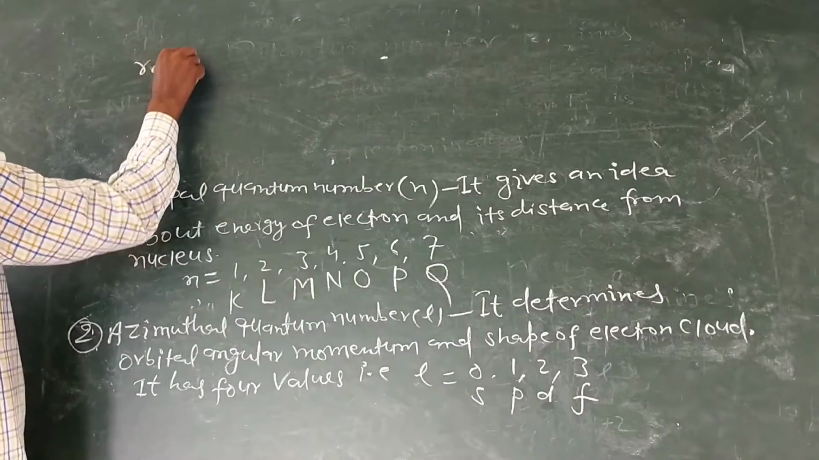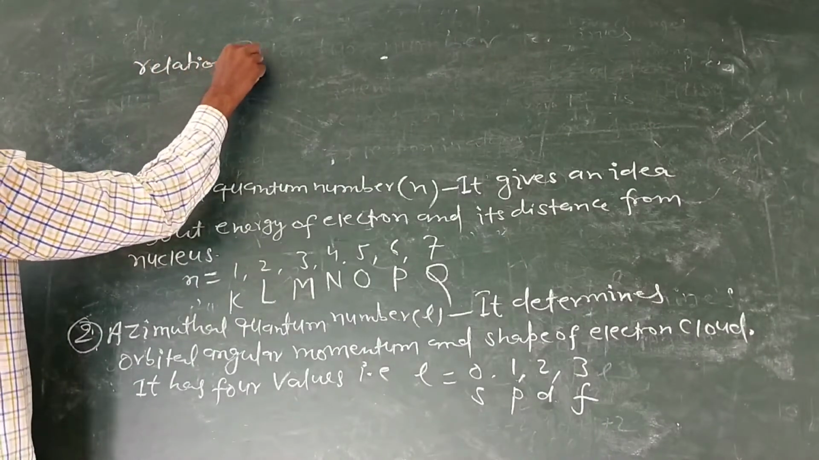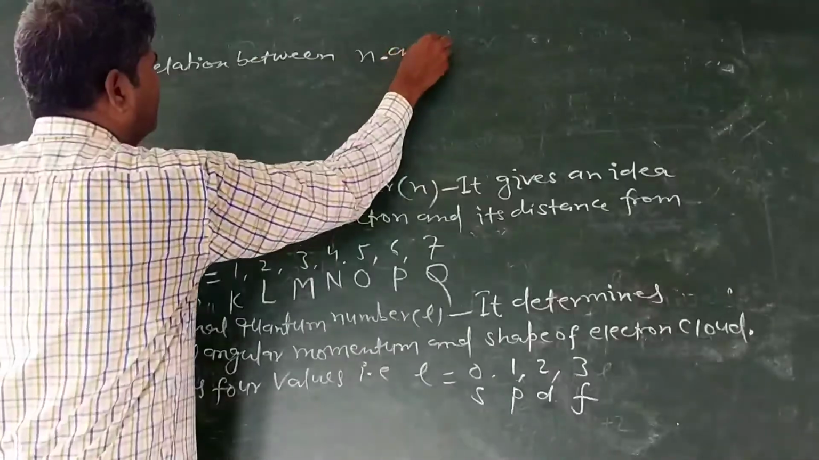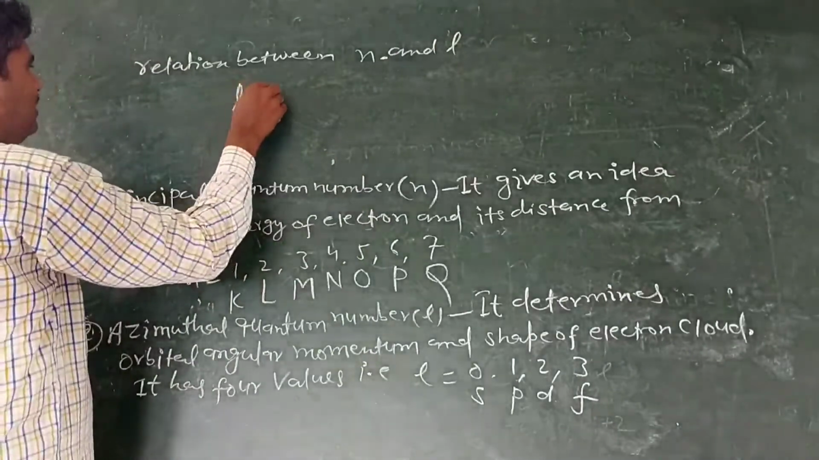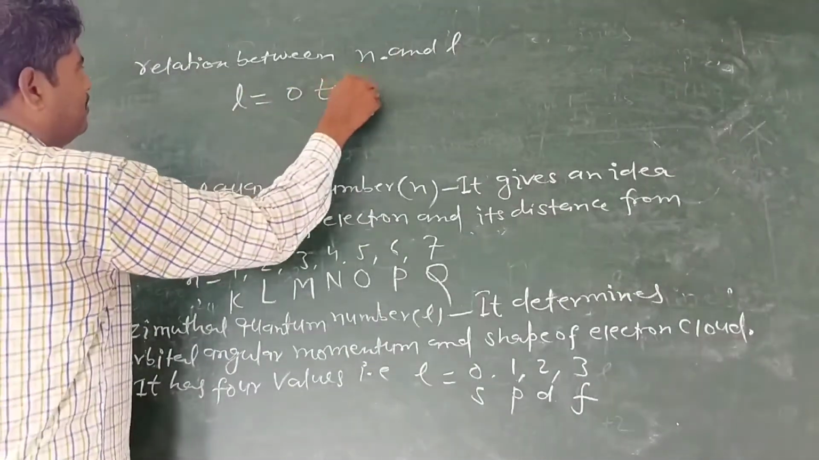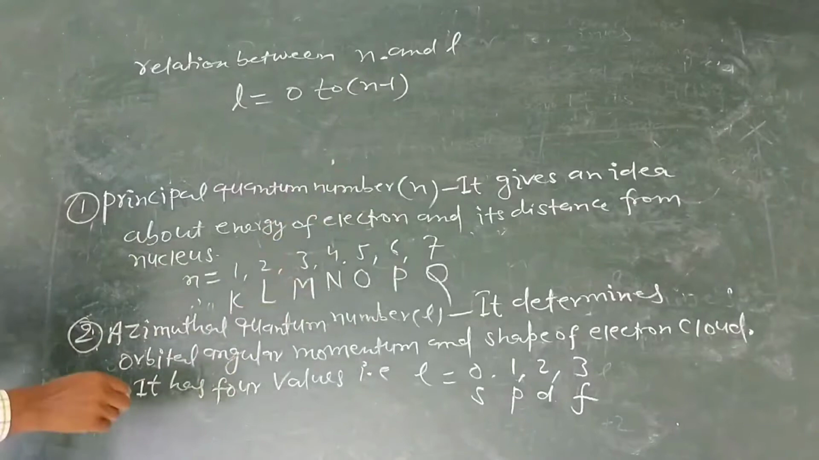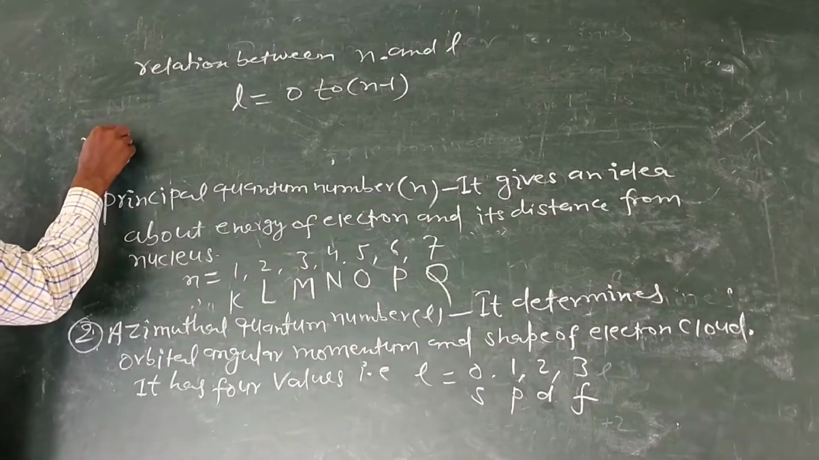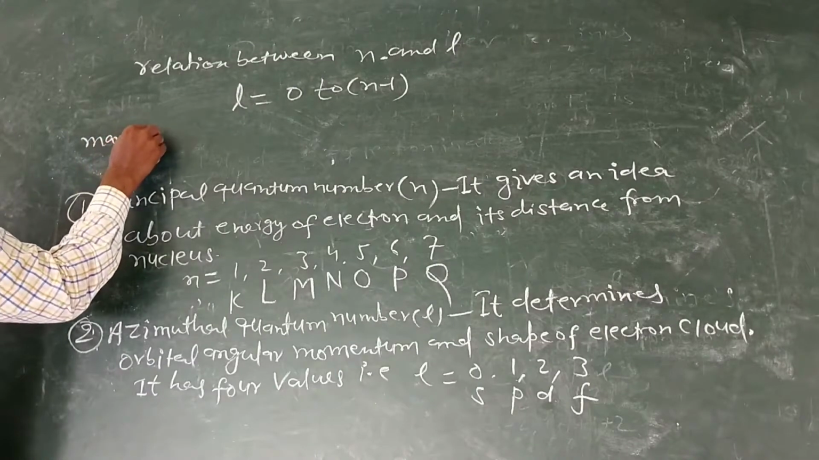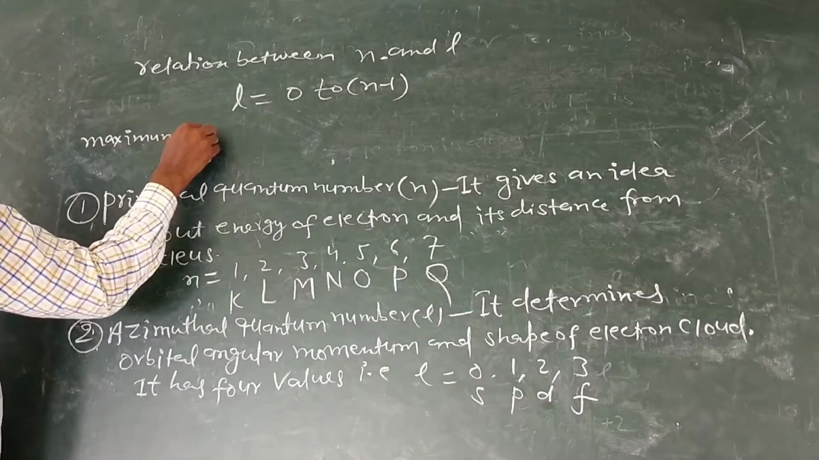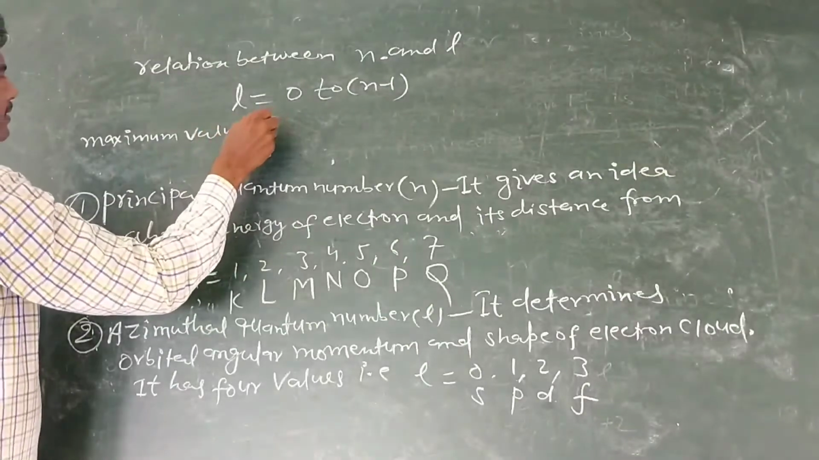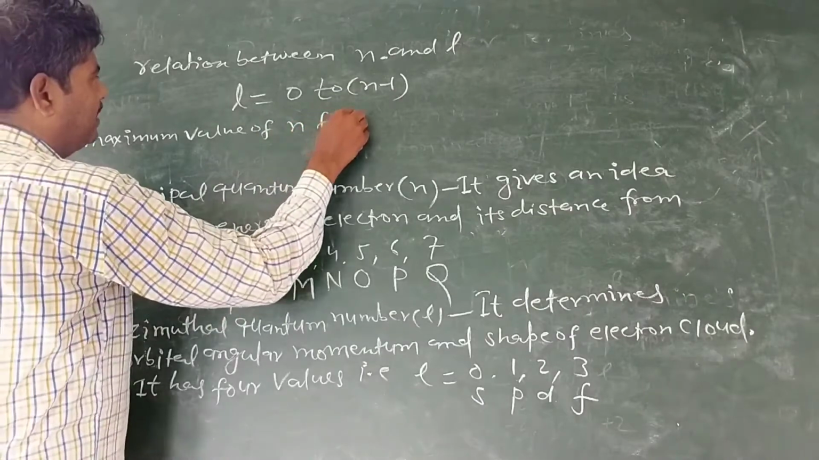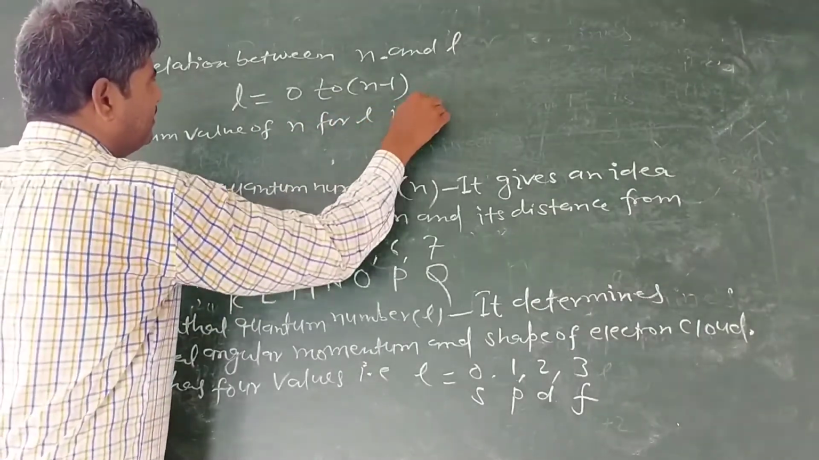Relation between n and l: l is equal to 0 to n minus 1. The maximum value of l is n minus 1.